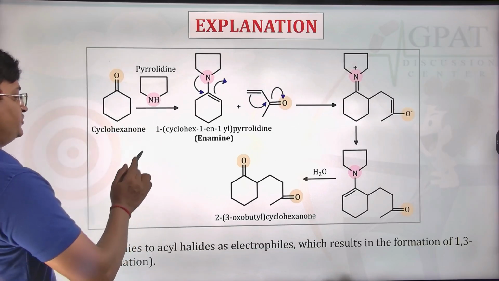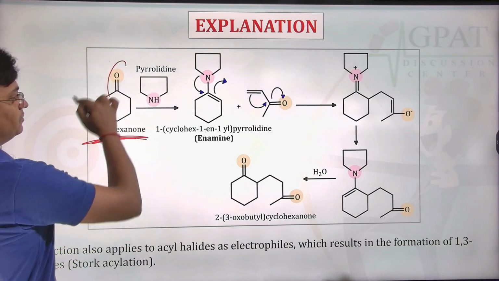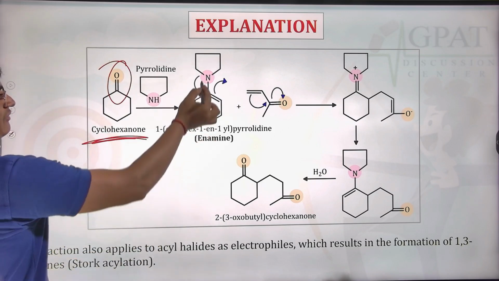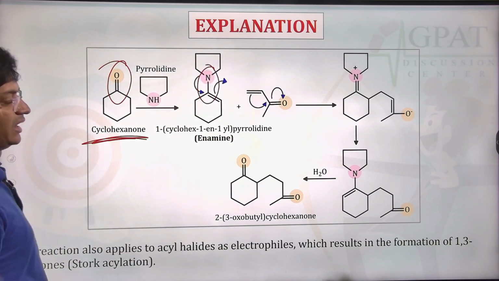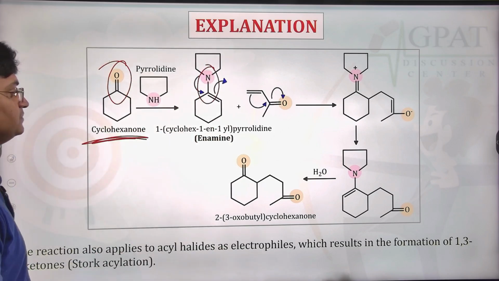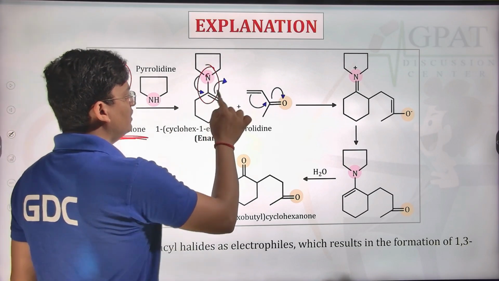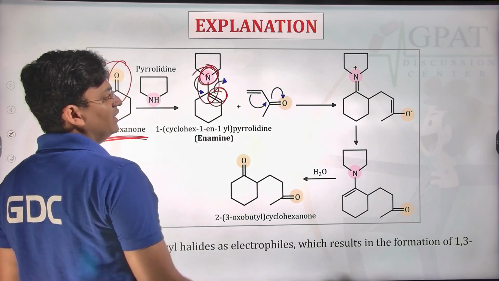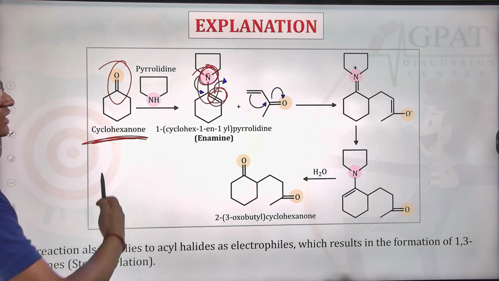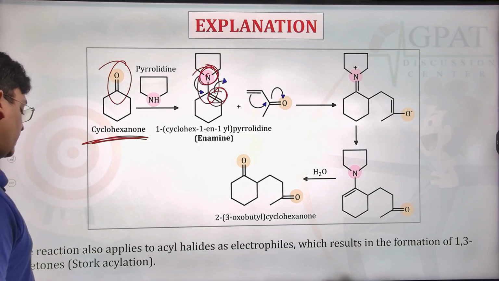And this is the process. We have cyclohexanone, which is a ketone compound. In the presence of pyrrolidine, the addition reaction first takes place, giving an ene and amine, the enamine, and thus the reaction proceeds in the forward direction.